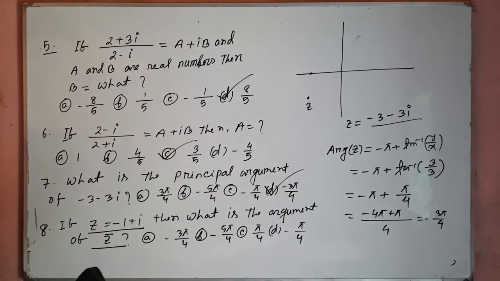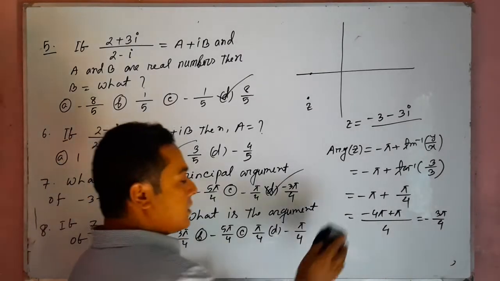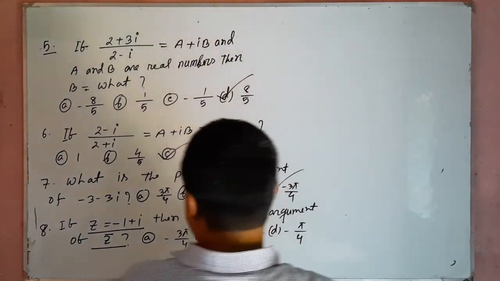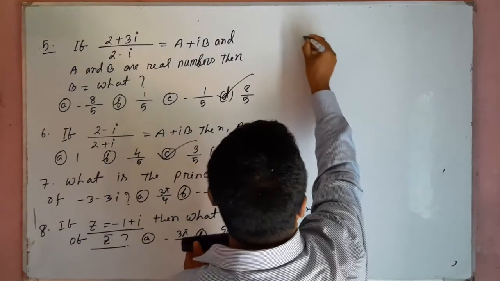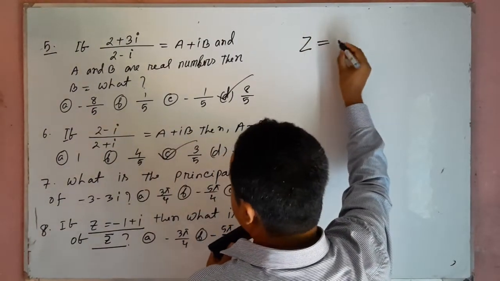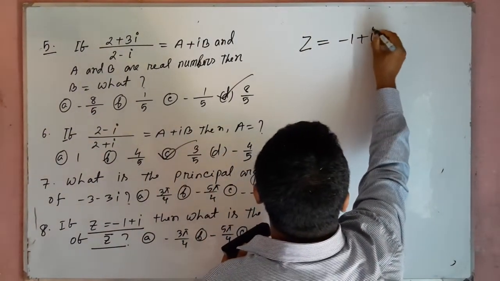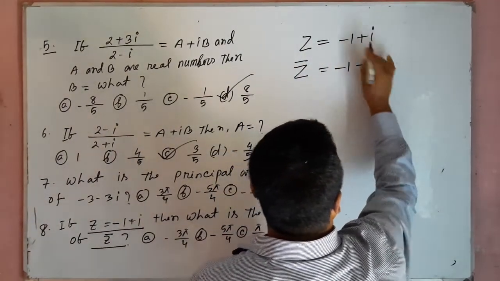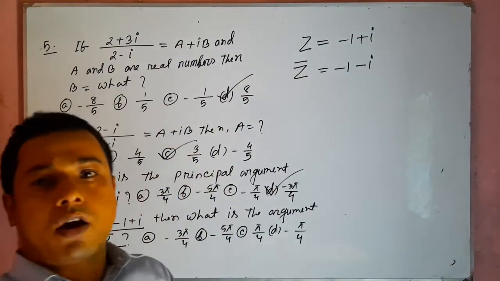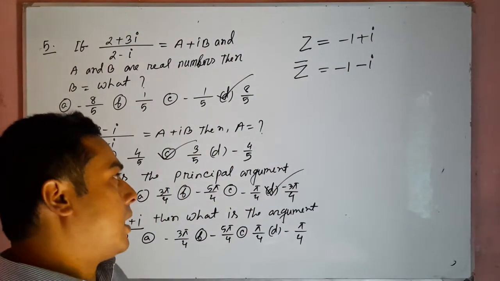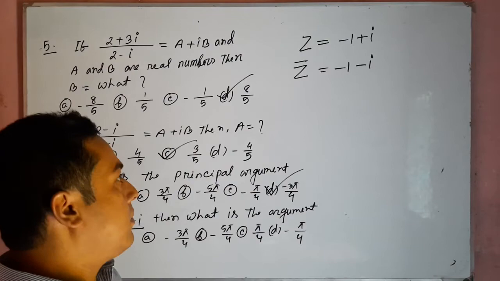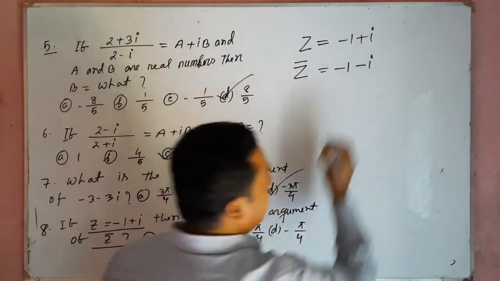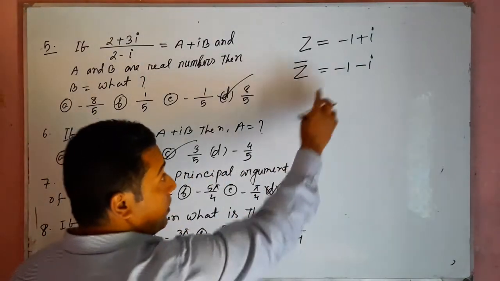Now also in this, z is equal to this, and what is the argument of z bar? What is z bar? This is the conjugate complex number. Here z is equal to minus 1 plus i, then z bar is equal to minus 1 minus i. That is the conjugate of the complex number. So we want to find the argument of this, and which quadrant it lies in.